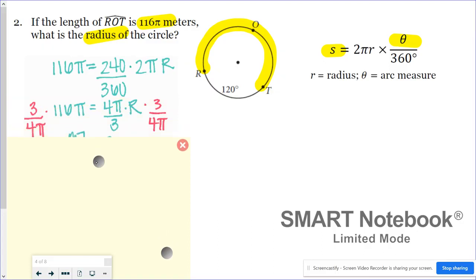The first thing that it looks like I did was I simplified 240 over 360, and I said that was 4/3. Actually, it looks like I did all this math. I did 240 over 360 times 2 pi is 4 pi over 3. So that makes sense. I'm multiplying both sides by the reciprocal because dividing by 4 pi over 3 is the same as multiplying by the reciprocal. And so after all of that, I get the radius is 87.